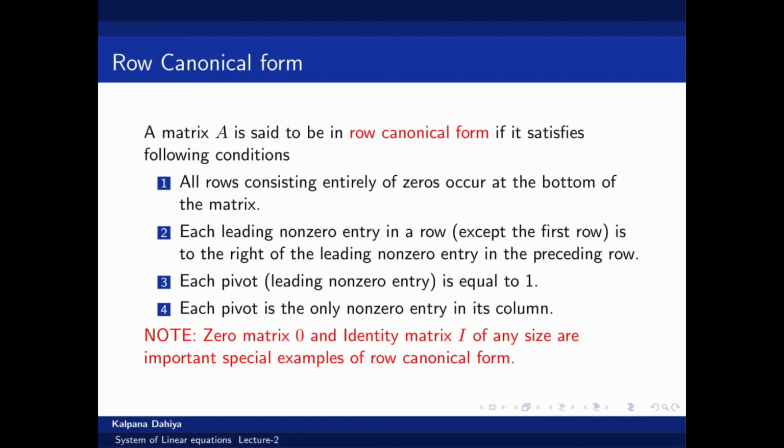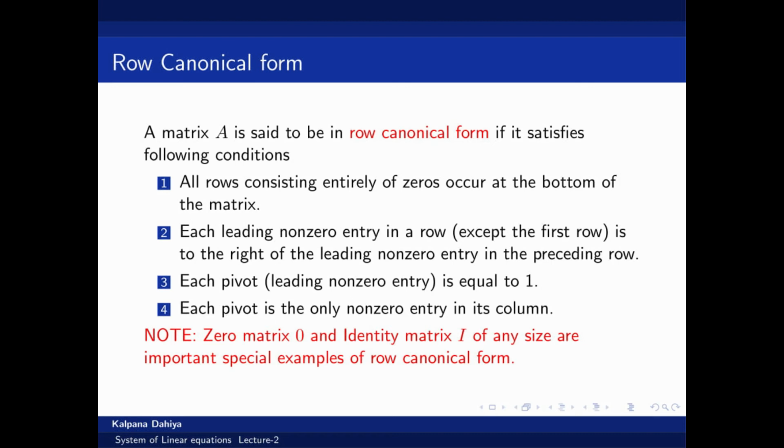Now we discuss row canonical form. A matrix A is said to be in row canonical form if it satisfies following conditions. First, all rows consisting entirely of zeros occur at the bottom of the matrix. Second, each leading non-zero entry in a row except the first row is to the right of the leading non-zero entry in the preceding row. Third, each pivot, that is leading non-zero entry, is equal to 1. And fourth, each pivot is the only non-zero entry in its column.